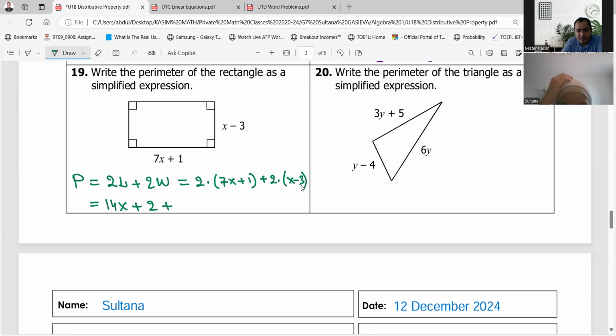2 times x minus 3 equals 2 times x, 2x, minus 2 times 3, which is 6. Yeah, we distribute, right? Distributing to every term. And now simplify this.